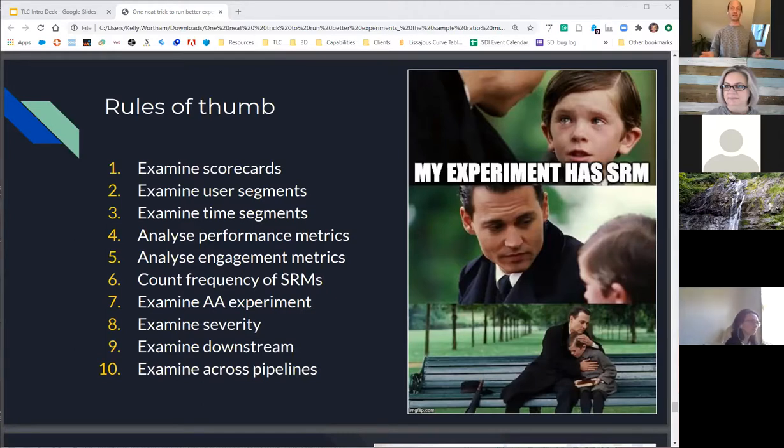Examining the severity of the SRM often gives you a hint. Downstream dependencies and across could also help. And 10 is something that is specific to Booking.com.